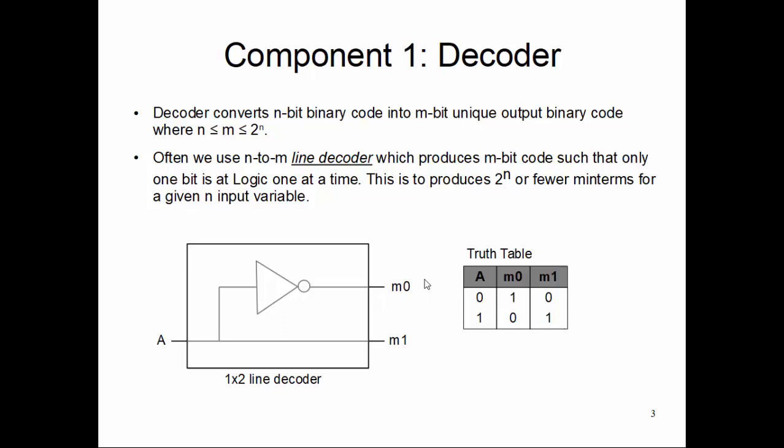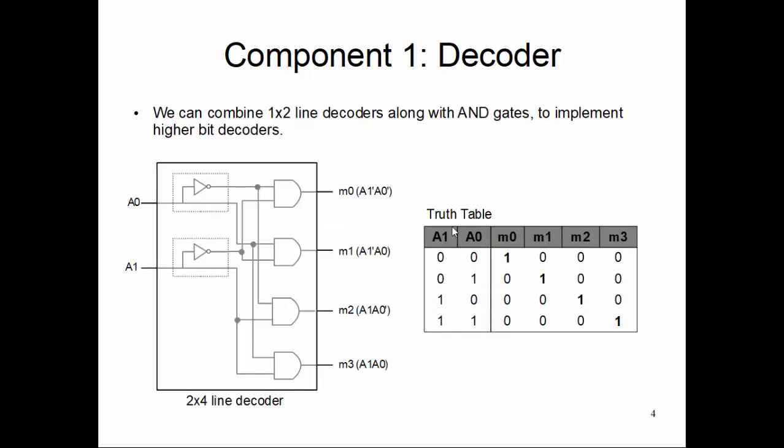Similarly, we can have a 2 to 4 line decoder combining two 1 to 2 line decoders, and this is the truth table. It has 2 inputs, A1 and A0, where A1 is the MSB side and A0 is the LSB side of the binary pattern. It has 4 outputs, M0, M1, M2, M3. For each combination of A1 and A0, there can be a maximum of 4 combinations, and the corresponding minterm output will turn to 1.